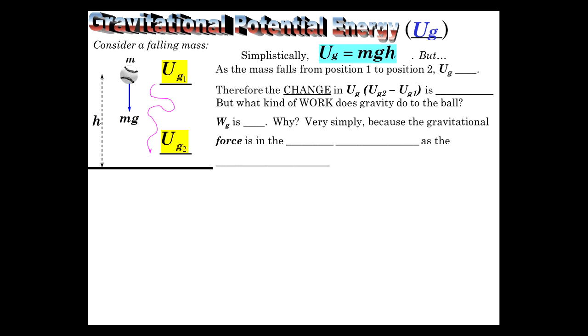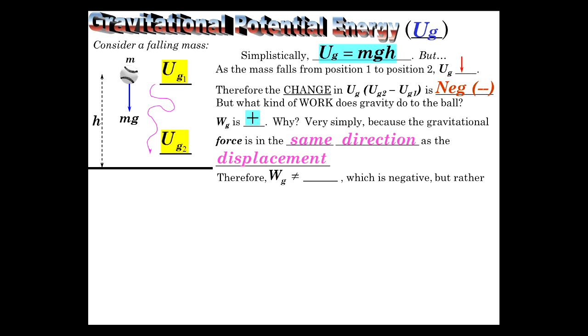Now, as the mass falls from position 1 to position 2, what happens to U_G? That's right, it goes down. So the change going from one position to the next, it's getting less, so it's negative, right? Negative change. But what kind of work does gravity do? Gravity's doing work on this ball as its potential energy decreases. The kind of work it does is all dependent upon the relative directions of the force of gravity and the displacement. Well, they're both in the same direction. They're both down. Therefore, work done by gravity is positive. The force is in the same direction as the displacement.